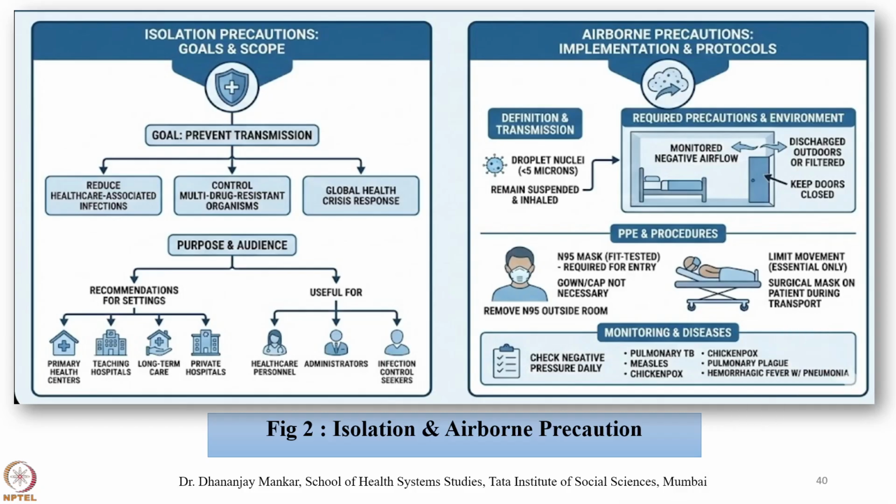With respect to monitoring and disease purpose, I may say check negative pressure daily, where the airborne precautions and implementation protocols are to be followed. The diseases, as I have emphasized, are pulmonary tuberculosis, measles, chickenpox, pulmonary plague, and hemorrhagic fever with pneumonia, which can be transmitted through the airborne route.